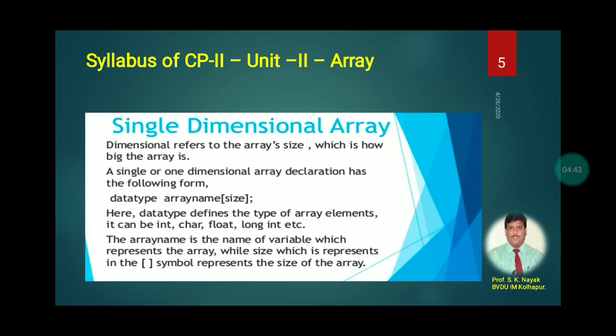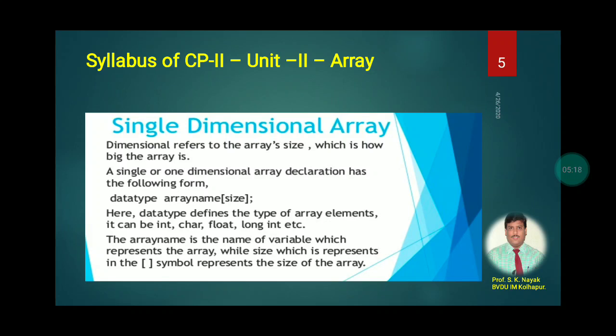A single dimensional array refers to the array size, which is how big the array is. A single or one-dimensional array declaration has the following form: data type, array name and size. So now in a single dimensional array you will find that a record or a particular row having multiple columns is the structure of a single array.